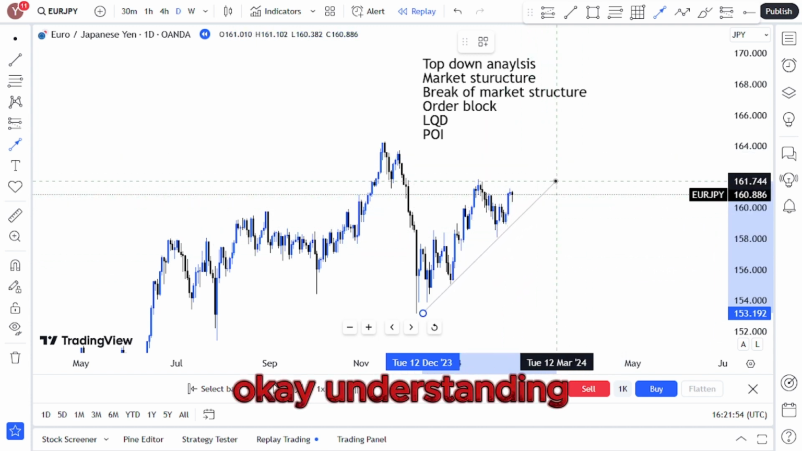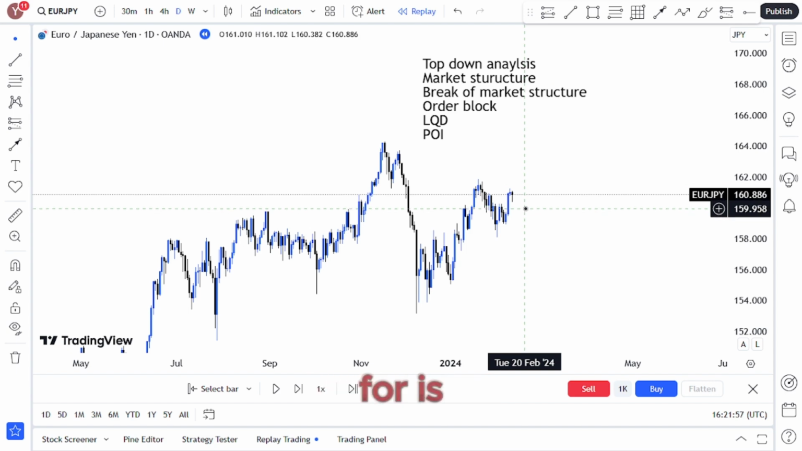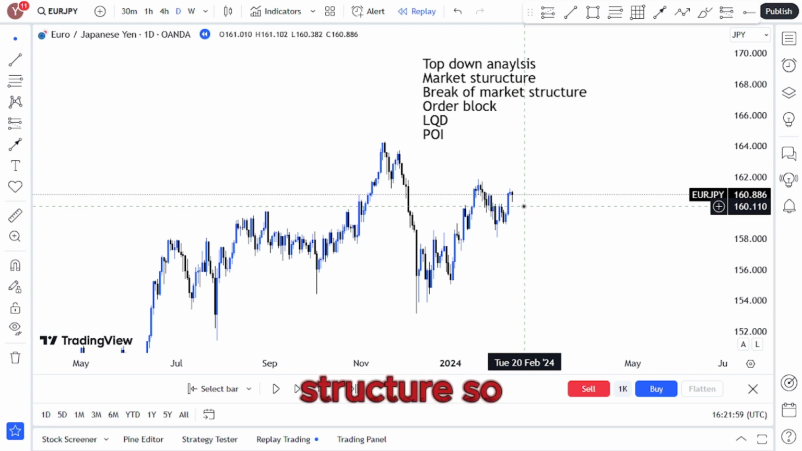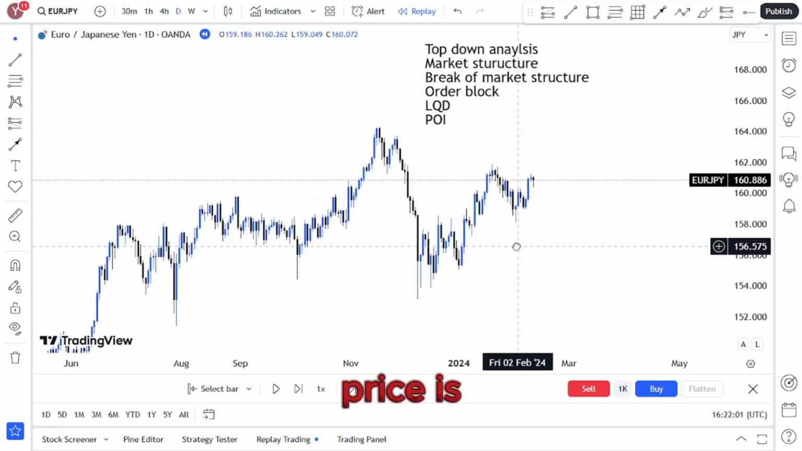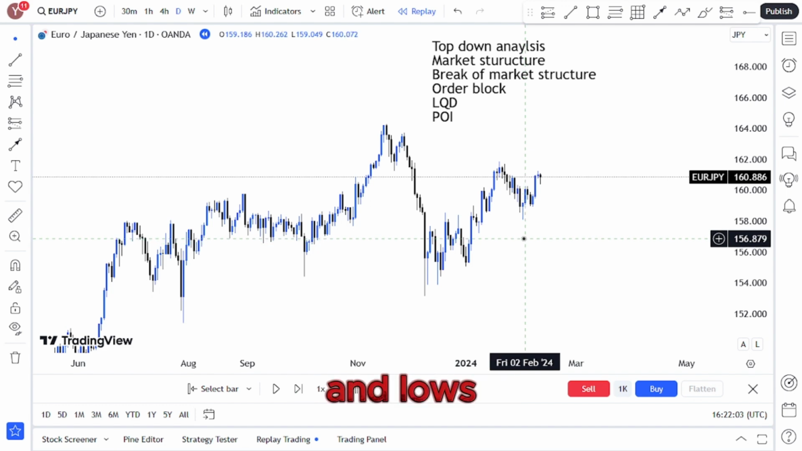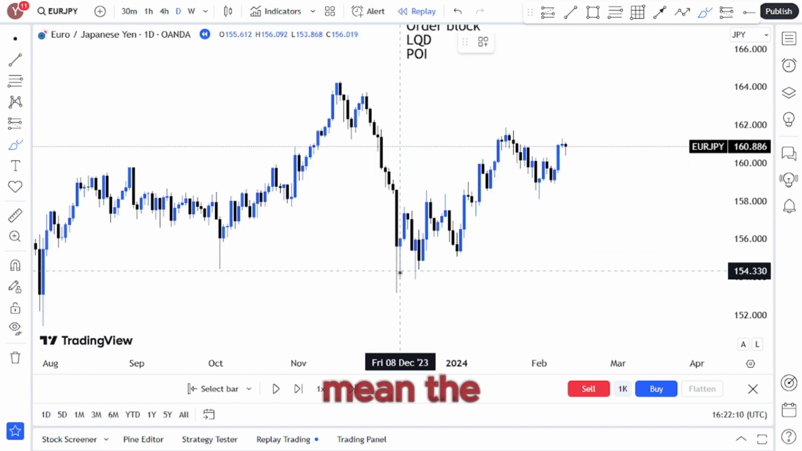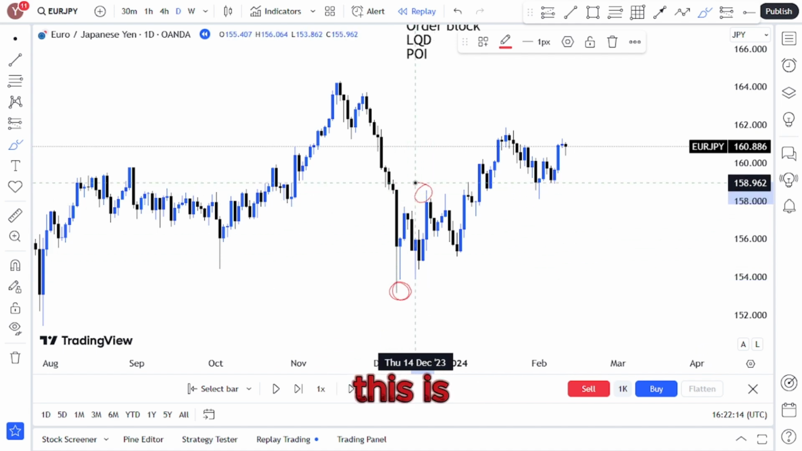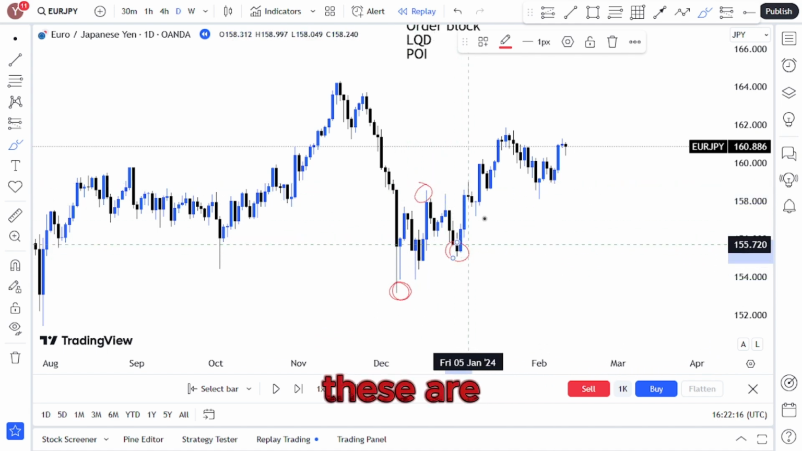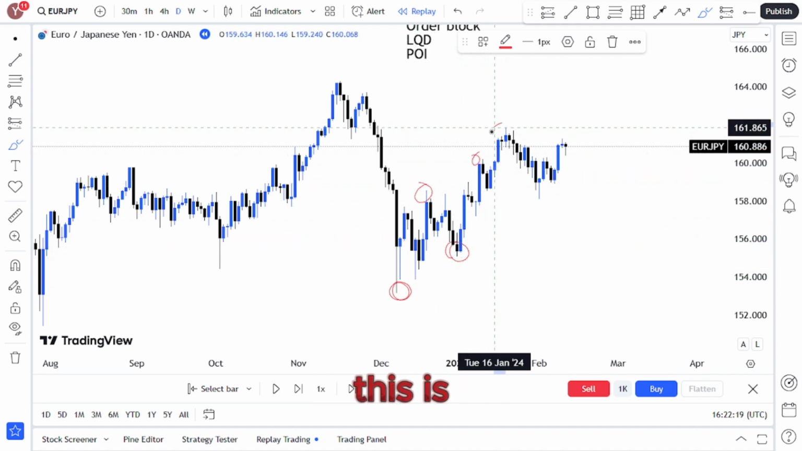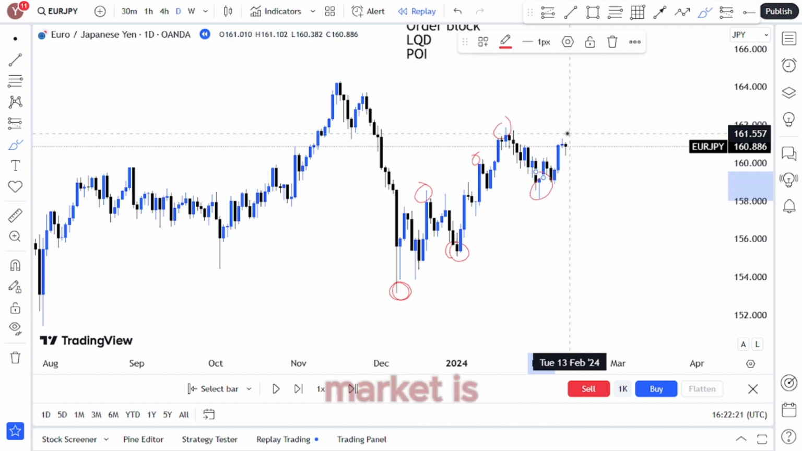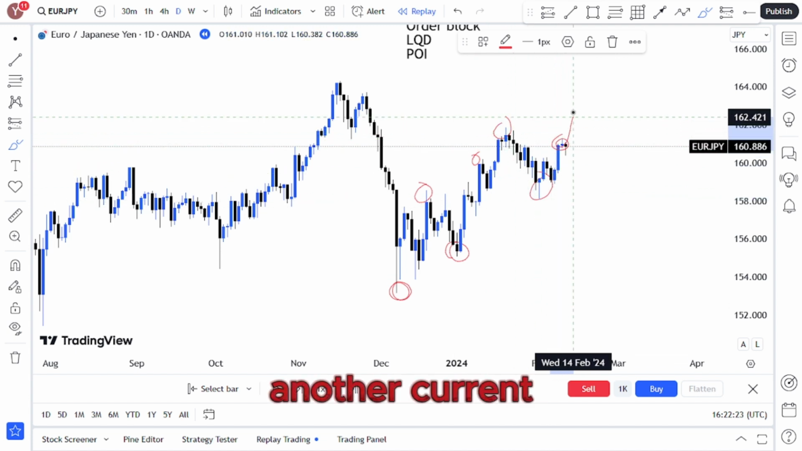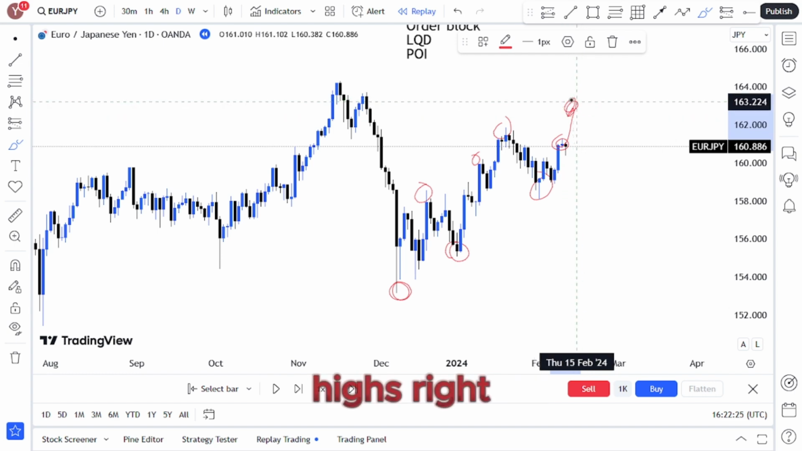Understanding this, the next thing I'm going to be looking out for is market structure. Market structure is when price is making a series of highs and lows in the market. This is what I mean. The market is making a low. What is this? This is a low. What is this? This is a high. These are lows. This is a high. This is a high. This is a low. And the market is currently making another high, probably, right here.